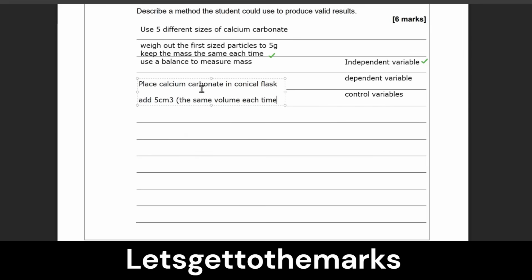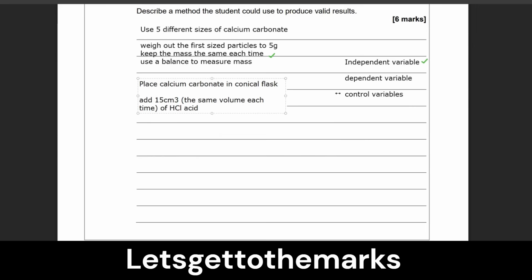Now it doesn't have to be 5 because I've used 5 grams there. So I'm going to change that and make it 10 centimeters, or actually I'm going to say 15, just so you don't get confused and think I'm trying to keep everything to 5. You don't have to state a number. You can do if you want. I'm going to say the same volume each time. So add 15 centimeters of hydrochloric acid, right?